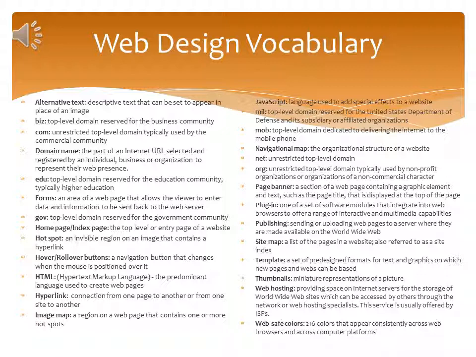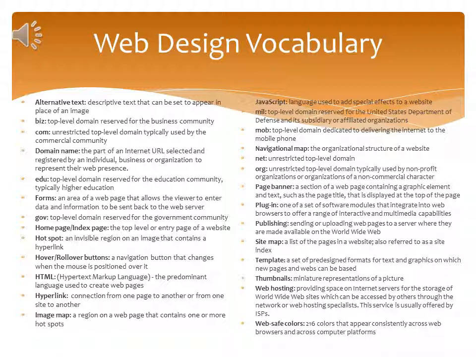Forms is an area of a web page that allows the viewer to enter data or information to be sent back to the web server. Gov is the top level domain reserved for the government. So anything that we see that says .gov, we know that that's government affiliated. Home page or index page, this is the top level or entry page of a website. A hotspot, that's an invisible region on an image that contains a hyperlink.